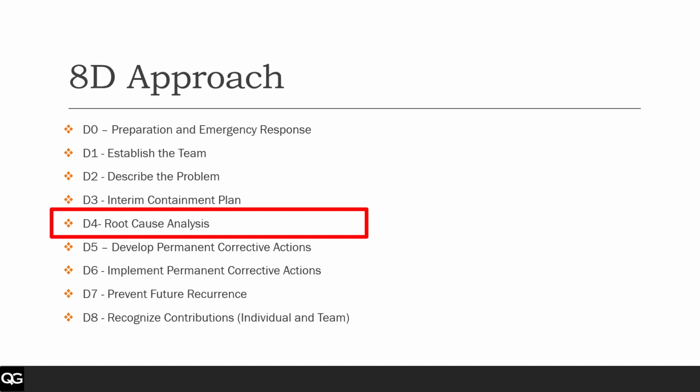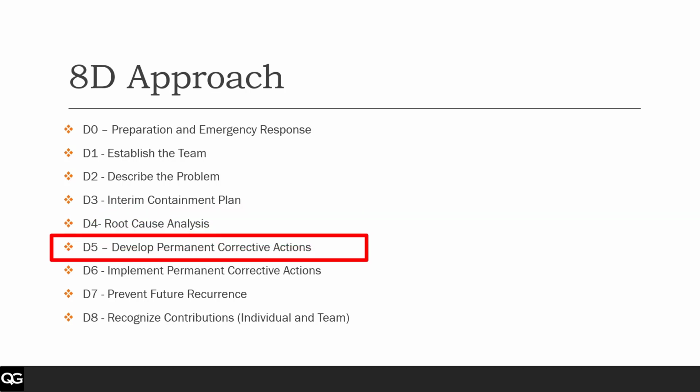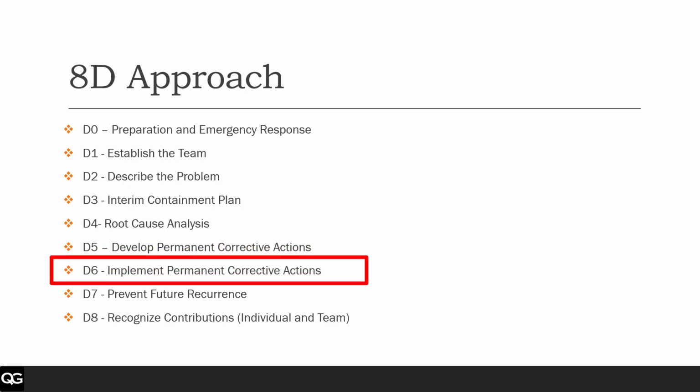That is D4. In the next step, which is D5, based on the root cause analysis, you develop the permanent corrective action plan. The corrective action plan contains those actions which will permanently remove the problem so that the problem doesn't recur again and again. So you develop an action plan for that. And then you implement that in step number D6, or the sixth discipline. So you implement your permanent corrective action plan.